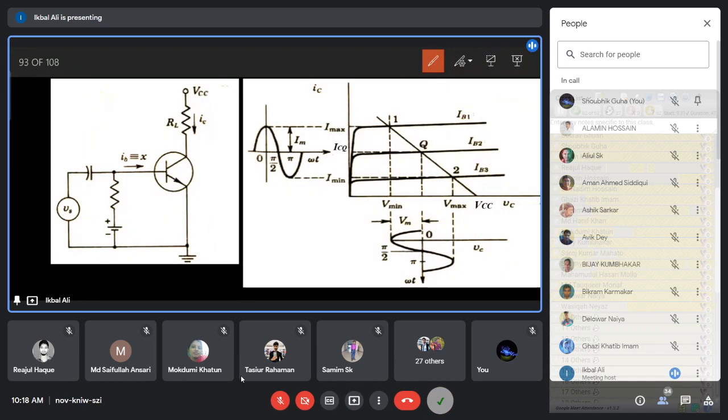Now look into the operation of this circuit. This is the blocking capacitor. You know the function of the blocking capacitor, because we are supplying an AC signal, VS. This small AC signal will be at the input side, and it will go inside the base through this capacitor. It does not allow any DC current flow. And at the output end, you will get your amplified AC signal.